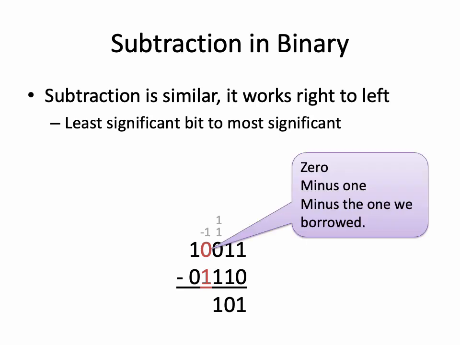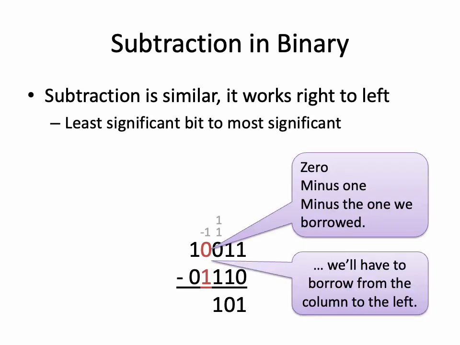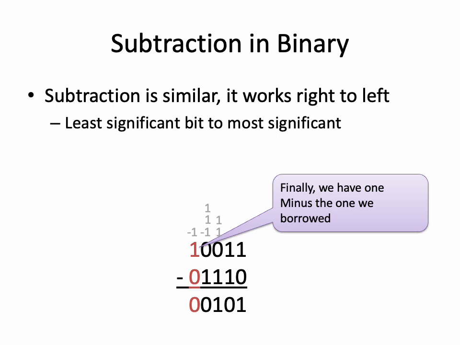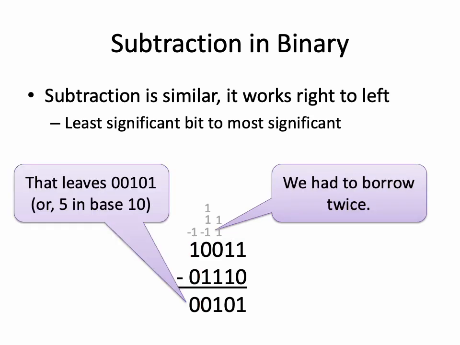0 minus 1 minus the one that we borrowed. We'll have to borrow from the column to the left, and that's going to end up with me having 0. And then that final column is -1 and 1 because of the way that we borrowed, but luckily that's just 0. So that's going to leave me with 0, 0, 1, 0, 1, which in this case is 5 in base 10. And I'll note to you that we had to borrow twice.